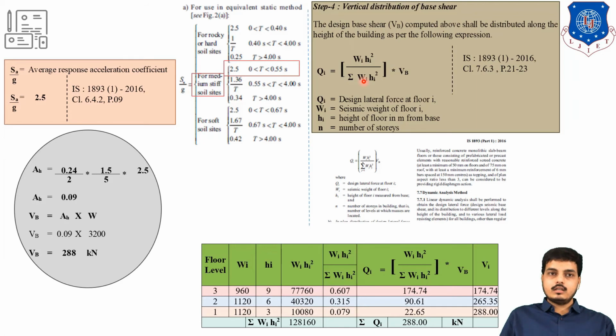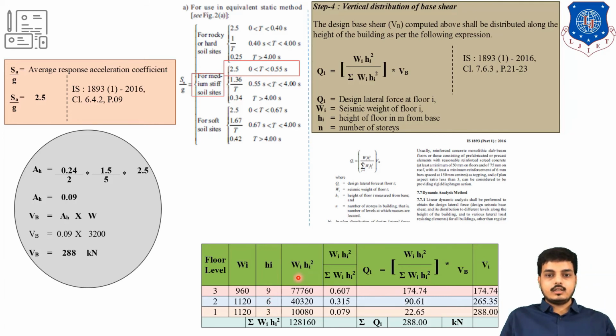So in this equation, what are the data required? W and Hi. So here I have written Wi Hi. How many number of stories are there? There are 3 stories. Now here 3 is for the top one, which is our roof. Then below it a floor and then a floor. So 3, 2, 1. The roof was having a weight of 960 and the remaining floors were having the weight of 1120 kN. Height: the roof height was 9, then 6 and then 3.